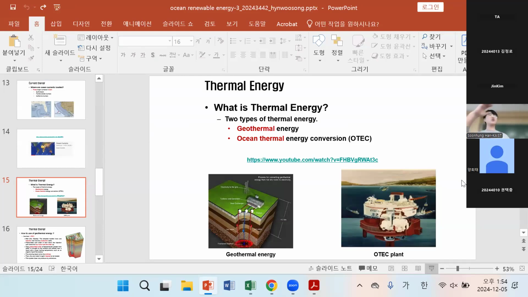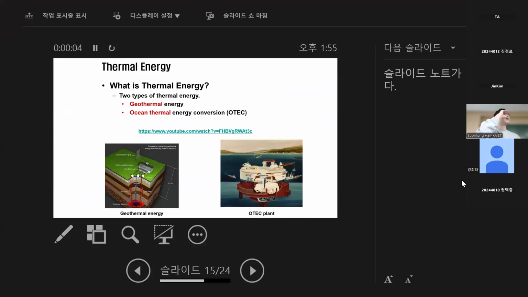The plant has two layers, an upper layer and a lower layer. The upper one is heated by solar energy, and the lower one is the cold water from the cooler region. So it has a natural temperature gradient, and OTEC uses this natural thermal gradient, so it can generate electricity.